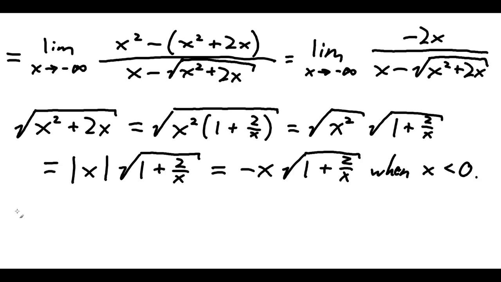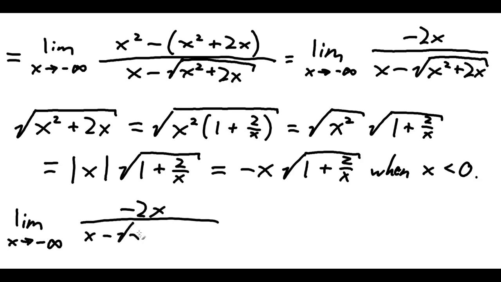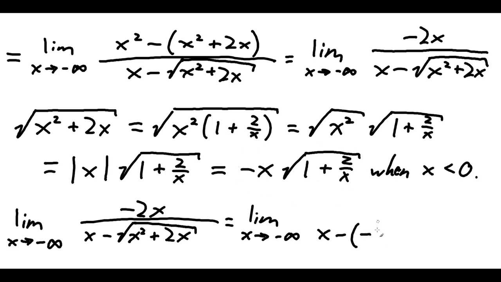So that means that the limit that we had above, the limit as x approaches negative infinity of negative 2x divided by x minus the square root of x squared plus 2x, that is the limit as x approaches negative infinity of the denominator. Now we had minus this square root, but now we know that what we're subtracting, well, I'll go ahead and write that. We're subtracting this expression, negative x times the square root of 1 plus 2 over x. So of course that'll cancel out to be a positive minus the negative, right?